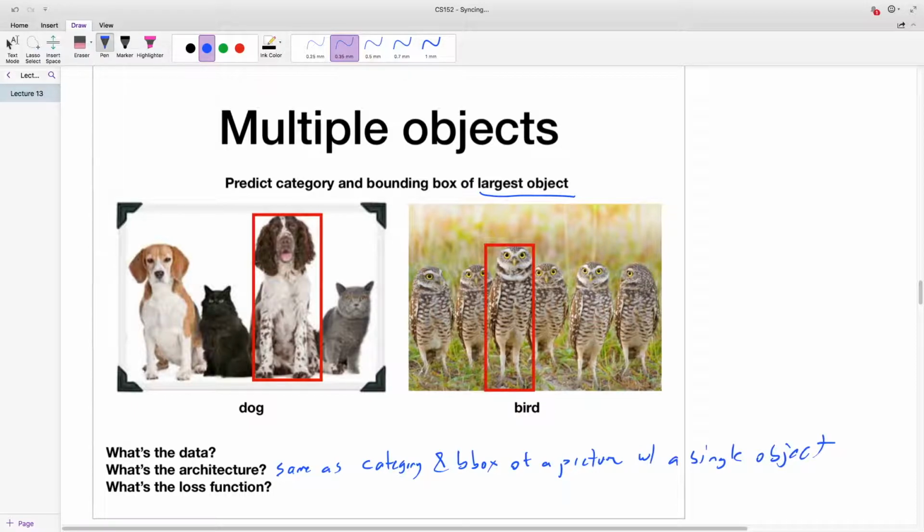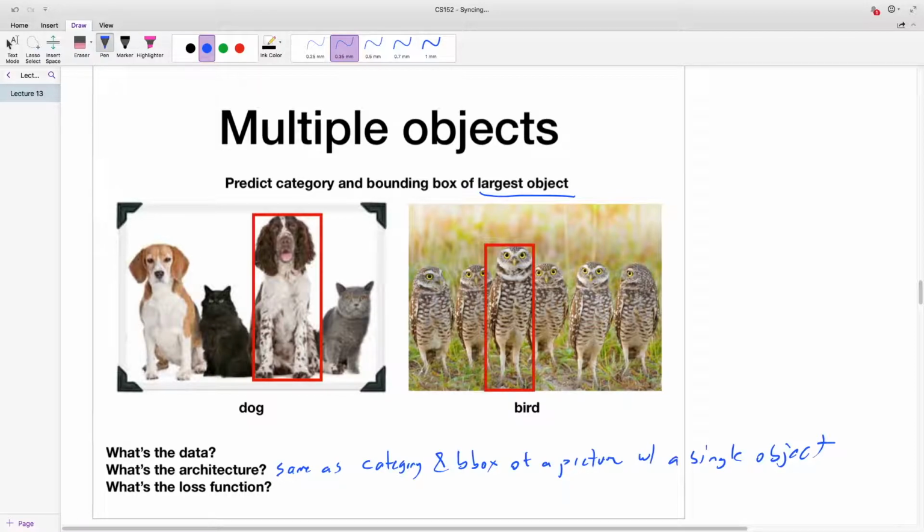Because our output is the same, right? We are saying, I take it back. This is not the same because we have multiple categories, and in the previous case, we had one category. So sorry. This is multiple objects, but picking out one, the largest object.